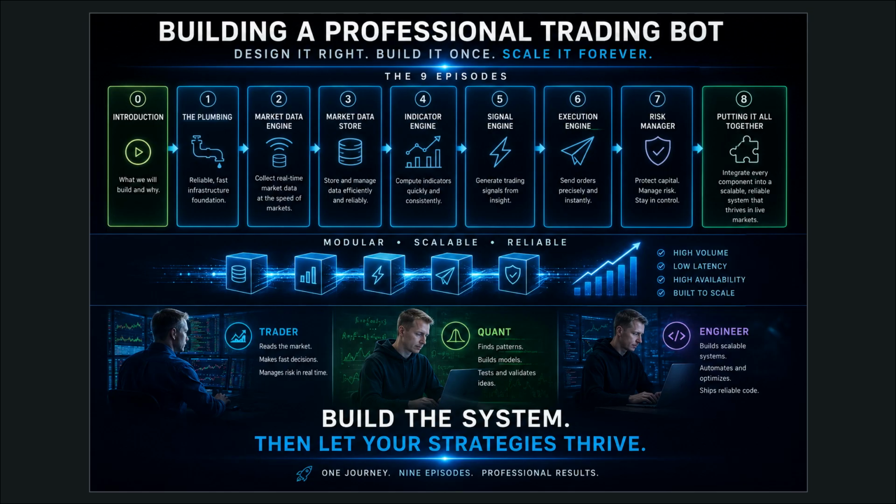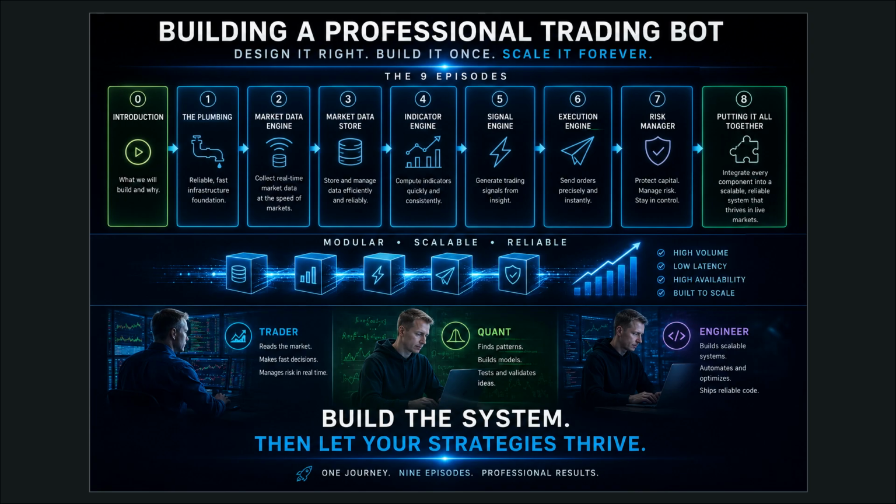Every component we build has to pass two tests. Does it make sense from a software perspective? And does it make sense from a trading perspective? Or, put more simply, is this good software? And would I actually trust it with my money? Ideally, the answer to both should be yes.